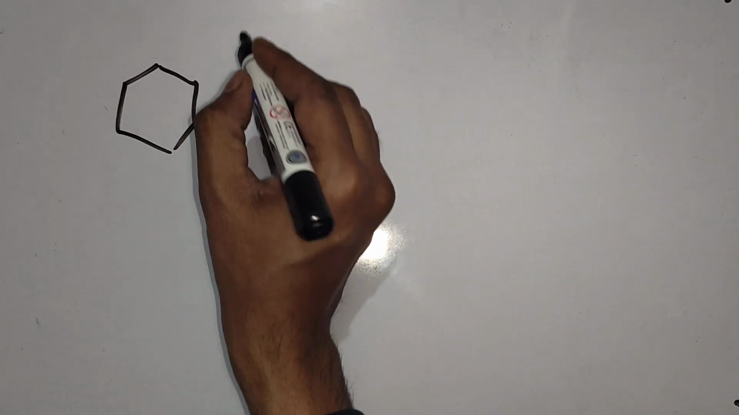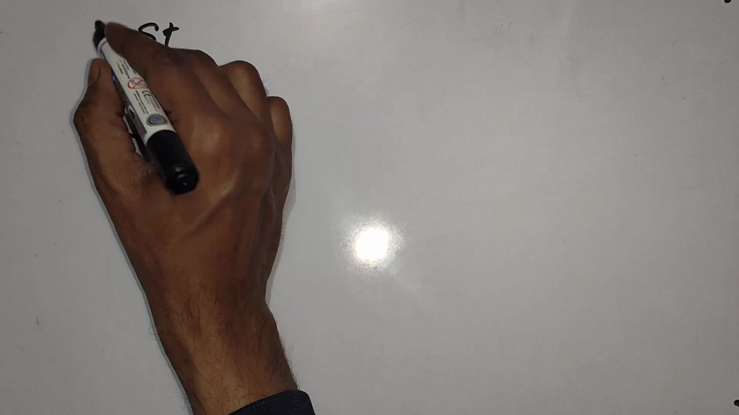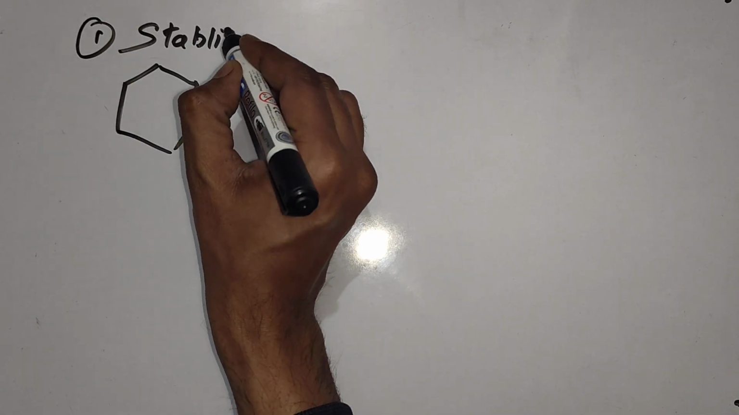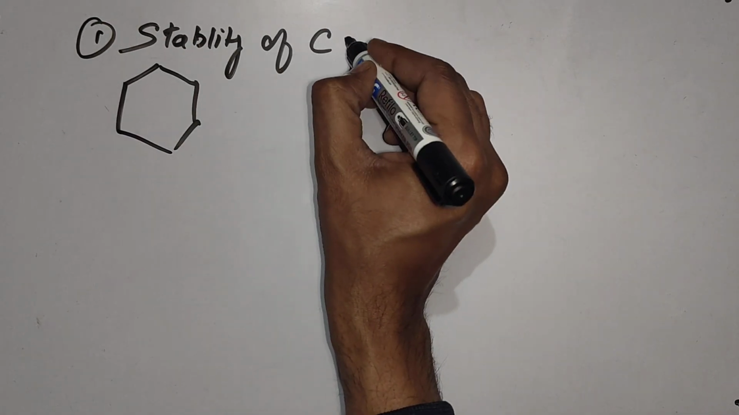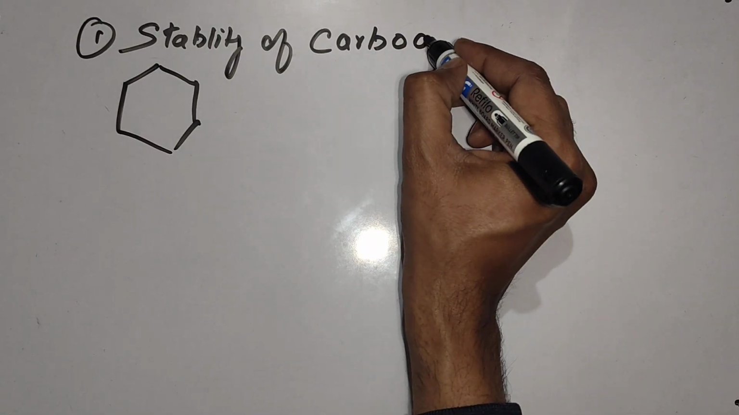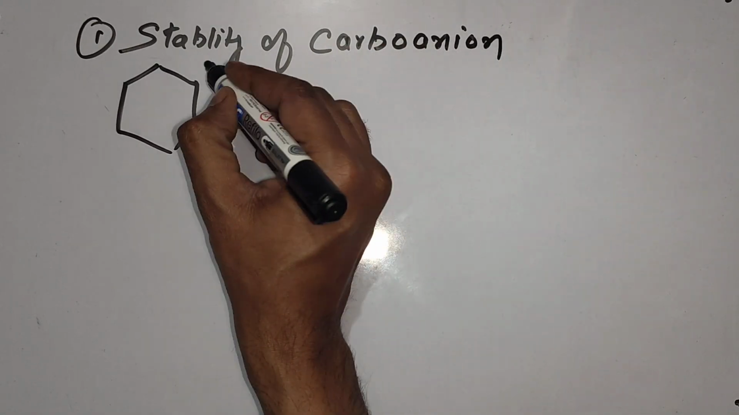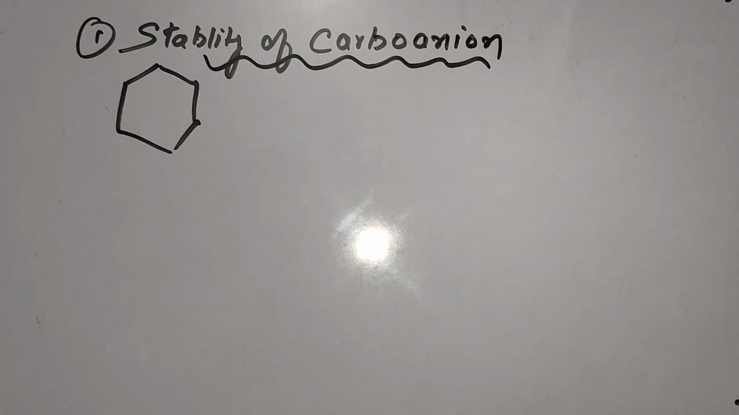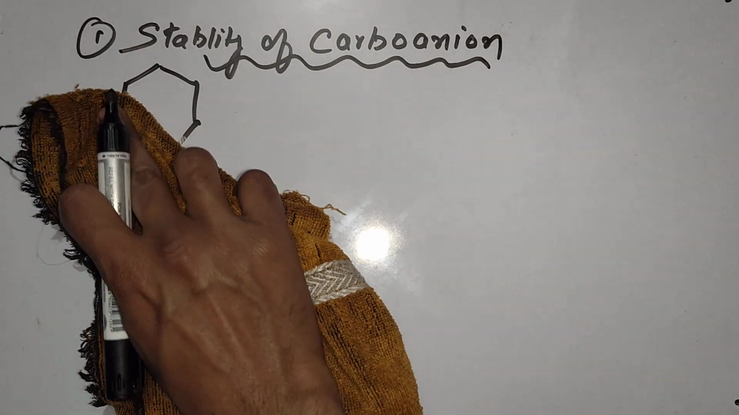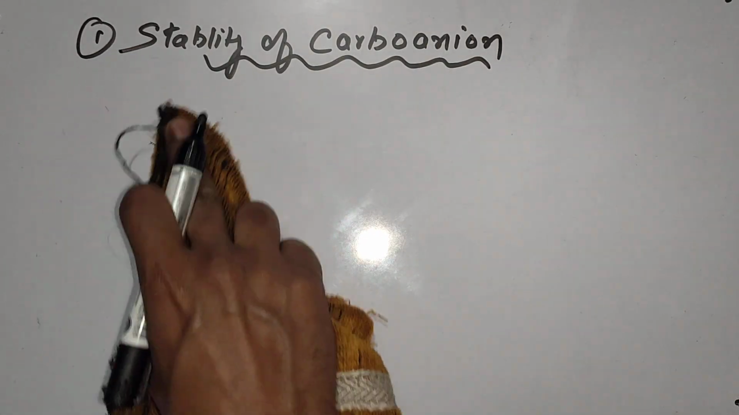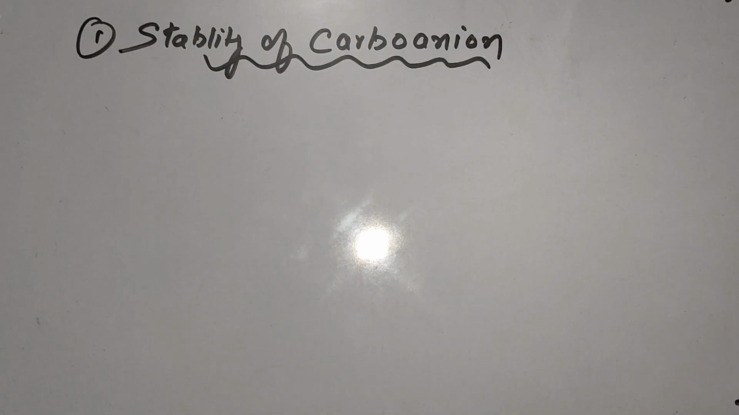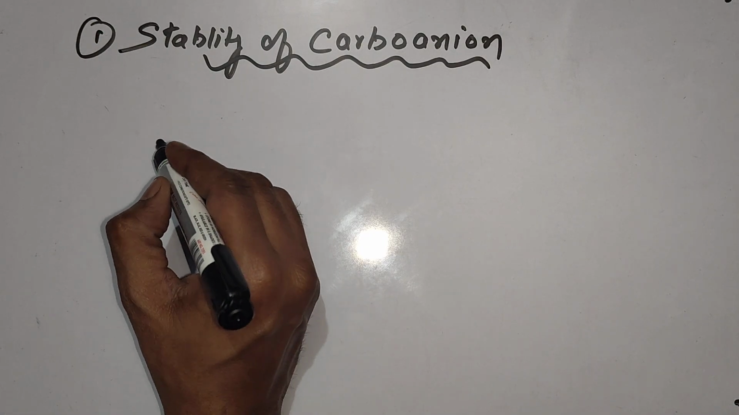Reason is, first reason, stability of carbanion. Electron attracting groups from ortho and para positions are making a stable carbanion, or they are stabilizing the carbanion which is formed during nucleophilic substitution reaction. What does it mean? Check.